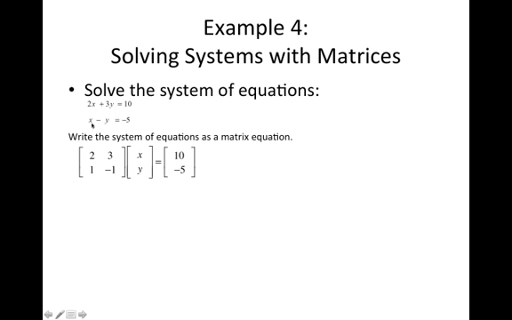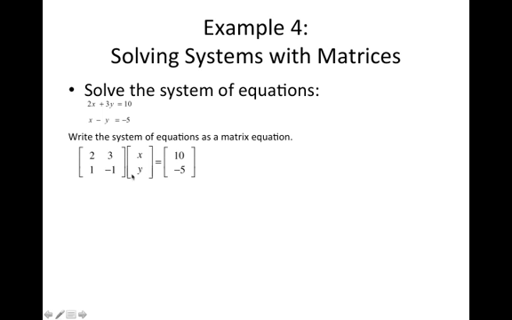Then you're going to come down to the second equation and go, okay, I've got a coefficient of 1 of x, so that goes in my first column, and then I'm going to put -1 right here because it's the coefficient of y. And then you're going to make a column matrix where you list the variables in order, so x, y.